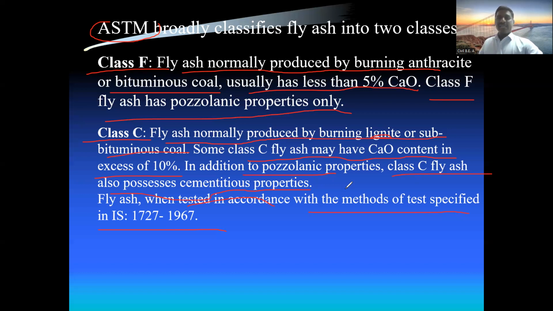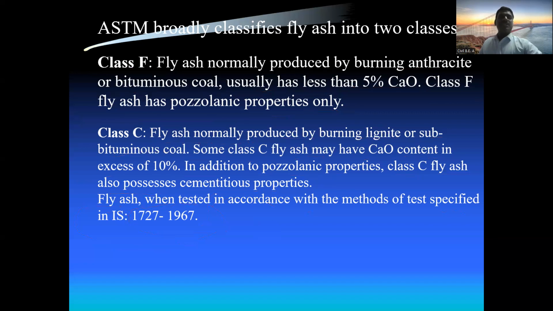So those properties are again tested as per this IS 1727/1967. This IS code is very important for any competitive examination also. So IS 1727/1967 is the IS code we can use for testing this particular fly ash. Okay, so these are the two classifications of fly ash as per the American Society for Testing and Materials.